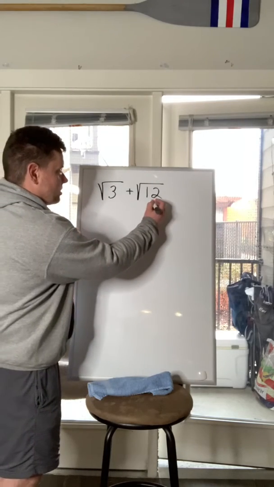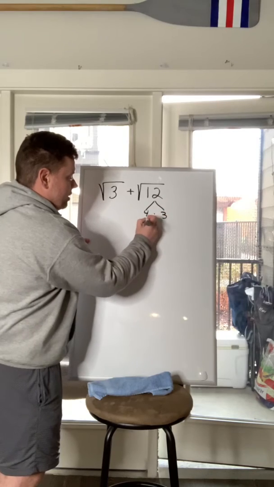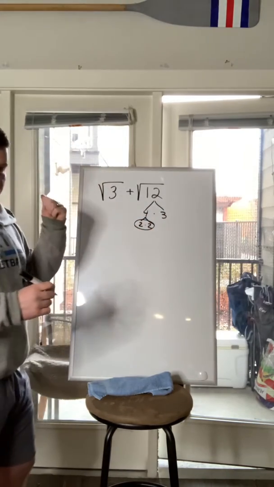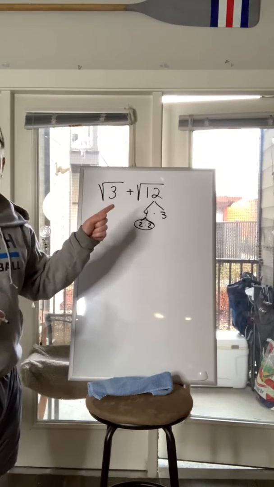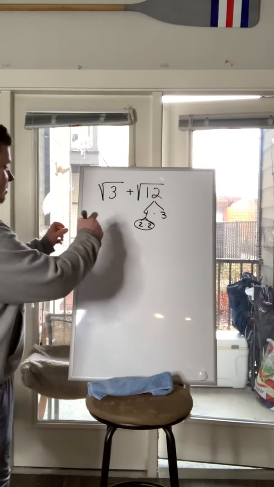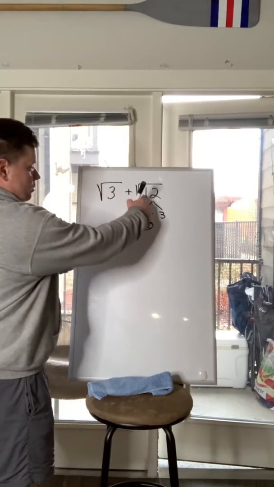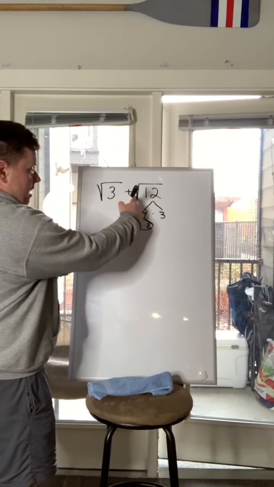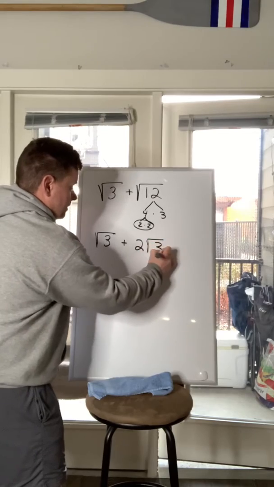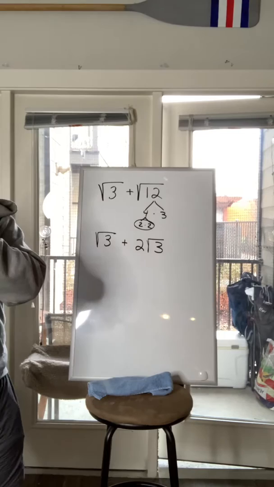So if I break down the 12 into 4 times 3, there is a pair of 2's there that can come out. So I can simplify that square root of 12. That's what we were working on last week. So this can become square root of 3 plus square root of 12. We take the pair of 2's, we take the 2 out, and it's 2 root 3. So the square root of 12 becomes 2 square root of 3.